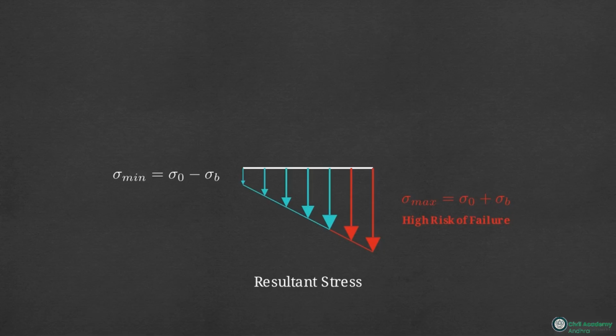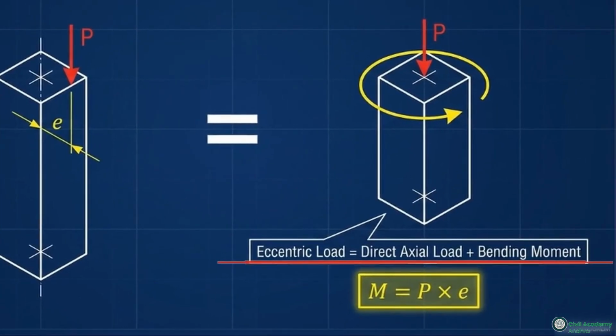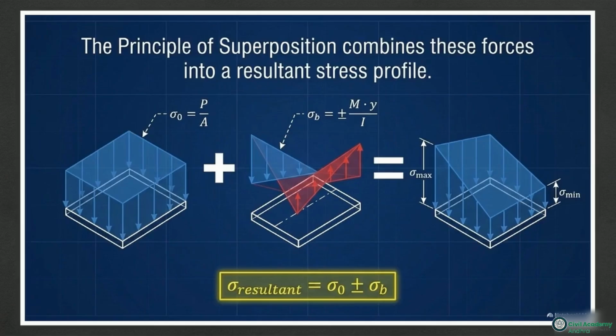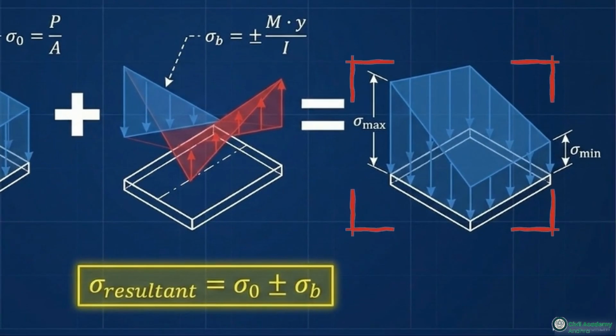higher risk of failure. To analyze this, we mathematically translate that off-center load into two separate calculable components, a standard central axial load plus a bending moment. This graphic shows the principle of superposition. We calculate the flat, uniform direct stress, calculate the double triangle bending stress, and add them together. The resulting tilted trapezoidal shape reveals the exact maximum and minimum stresses, our primary tool for predicting failure.